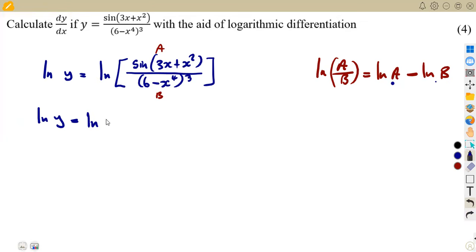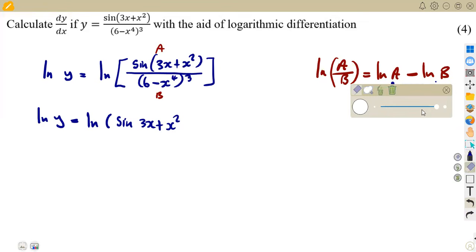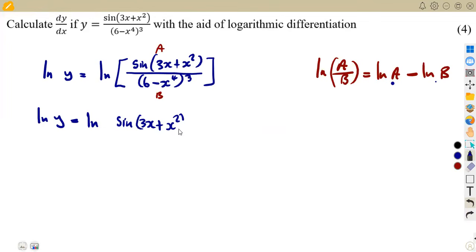So it is going to be ln of sine 3x plus x squared, like this. Let me remove this one so that I do not confuse you with many brackets, but we're supposed to have another bracket here. So let me remove this one and put this one here. We are supposed to have another bracket like this to show that it's affected by ln. I can just put them this way so that I do not confuse you.